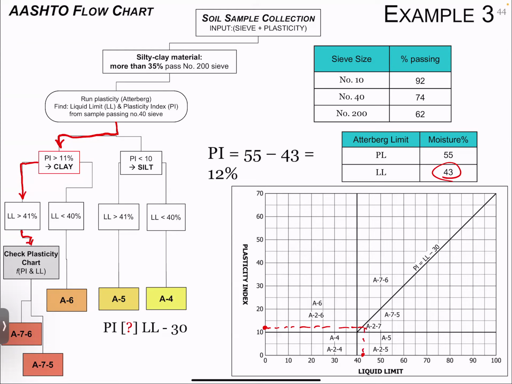So what we are going to do is use this equation to distinguish whether it's an A-7-5 or an A-7-6. Our plasticity index is either going to be greater than or less than liquid limit minus 30. That's what that function is saying. Our plasticity index is 12. Liquid limit minus 30 is 13. So our plasticity index is less than 13, or less than that function. That would mean we are below the line, and we would be an A-7-5.